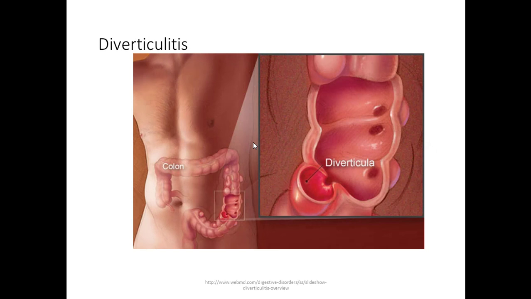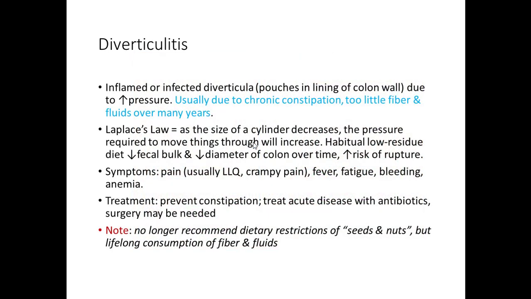So, diverticulitis. Those little pouches that you see there are diverticula, and you can have diverticulosis without the diverticula being infected. Once they become infected, it's called diverticulitis. So, diverticulitis is the inflamed or infected diverticula, which are abnormal pouches in the lining of the colon wall because of pressure. Sometimes when people have chronic constipation, maybe they're not eating enough fiber and not enough fluids over years and years and years, it can actually cause these little pouches in the colon wall.